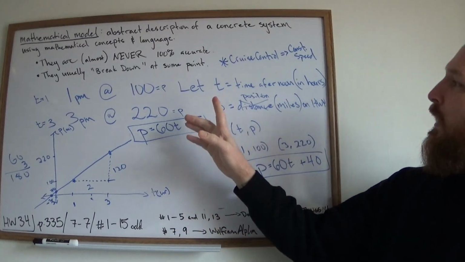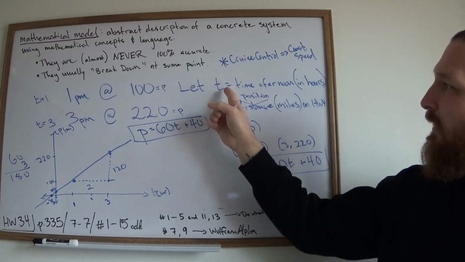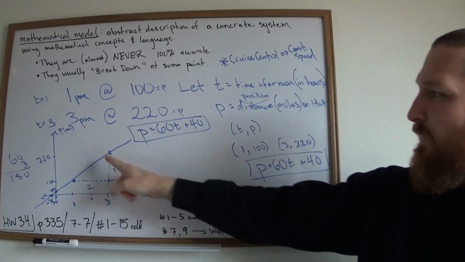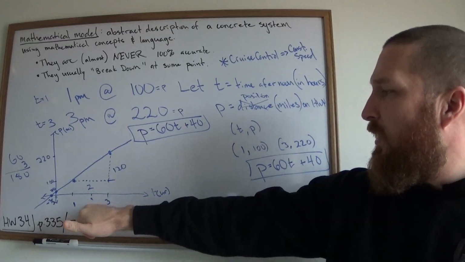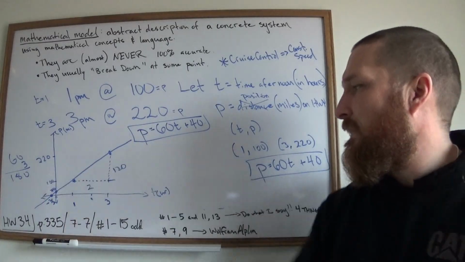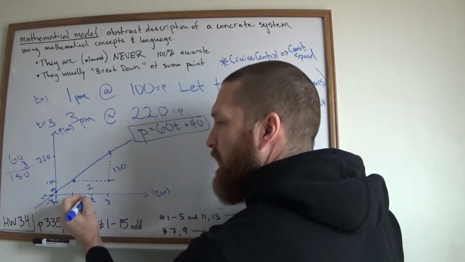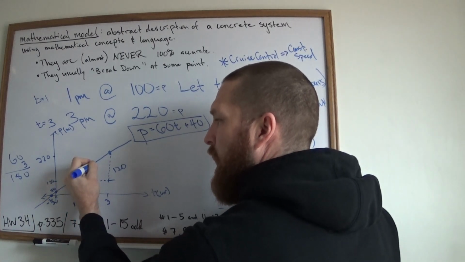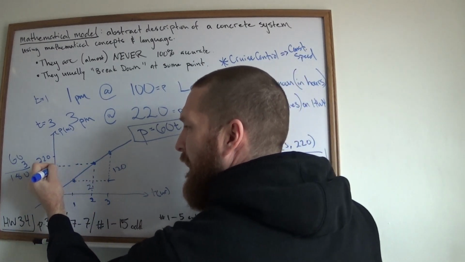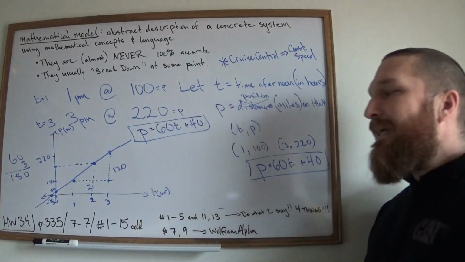Okay, so now remember, this is a relationship between position and time. So if I know position, I could find the time. What we're looking for is when I plug in a 2, what value do I get out for p?